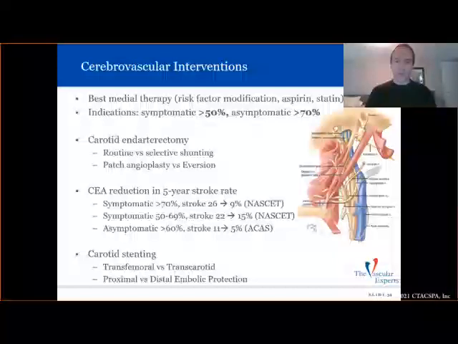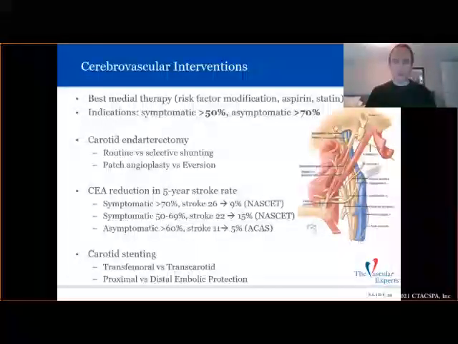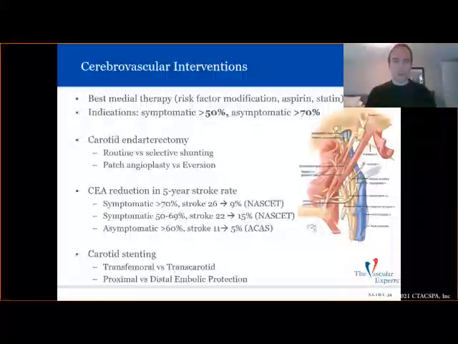There are two trials, NASCET and ACAS. NASCET is the North American Symptomatic Carotid Endarterectomy Trial. If you're symptomatic and have greater than 70% stenosis, the stroke rate without surgery is 26% in 5 years and 9% with surgery in 5 years. So a huge improvement. Even the 50 to 69% group also did well: 22% stroke at 5 years without surgery and 15% stroke at 5 years with surgery. So we treat everyone that's symptomatic with greater than 50%.